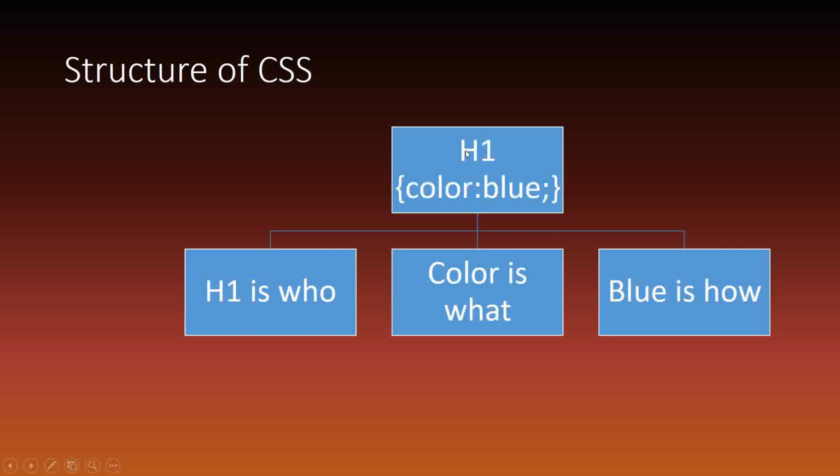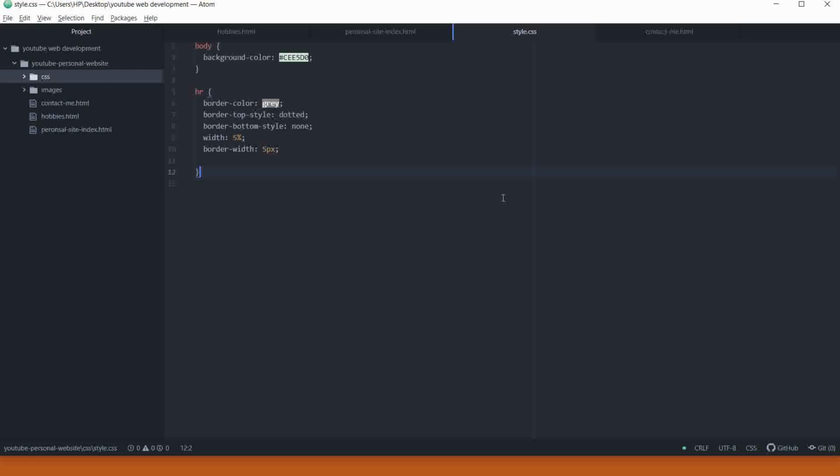So the first thing is who is to be changed, what is to be changed, and how will it be changed. Who is to be changed, what will be changed, and how will that change take place. So it's simple, you can see. Body is who will be changed. And then what will be changed: body's background color will be changed.